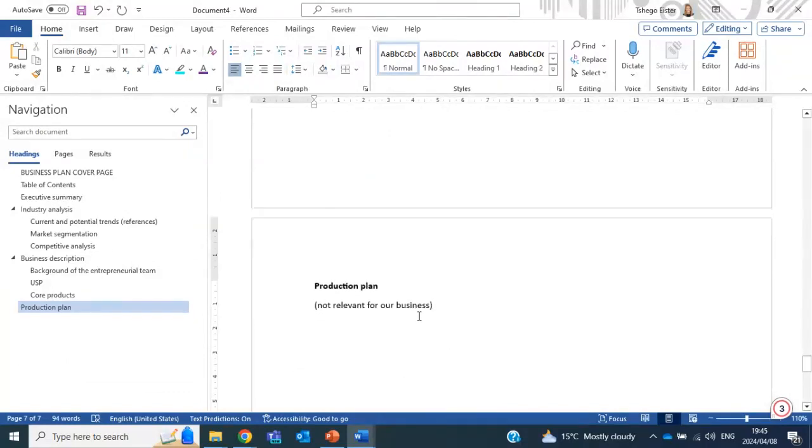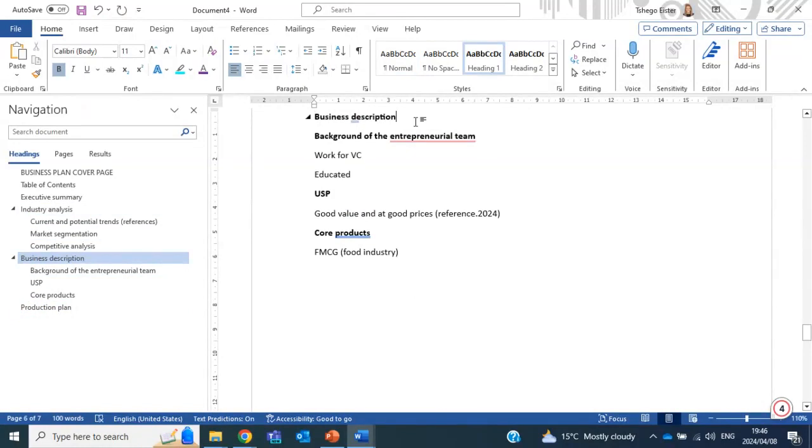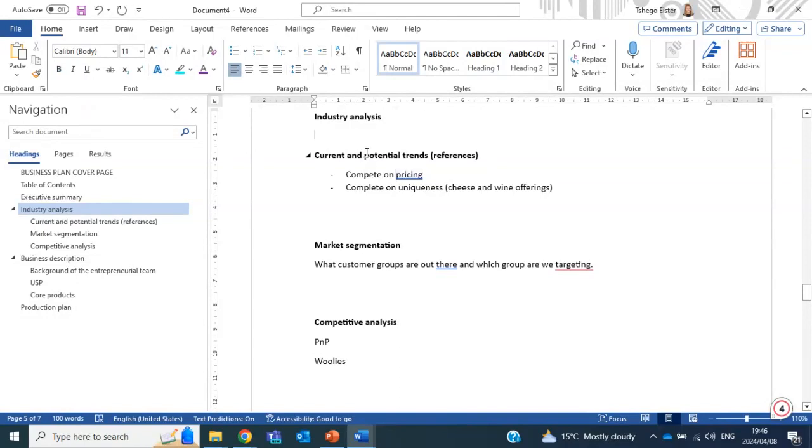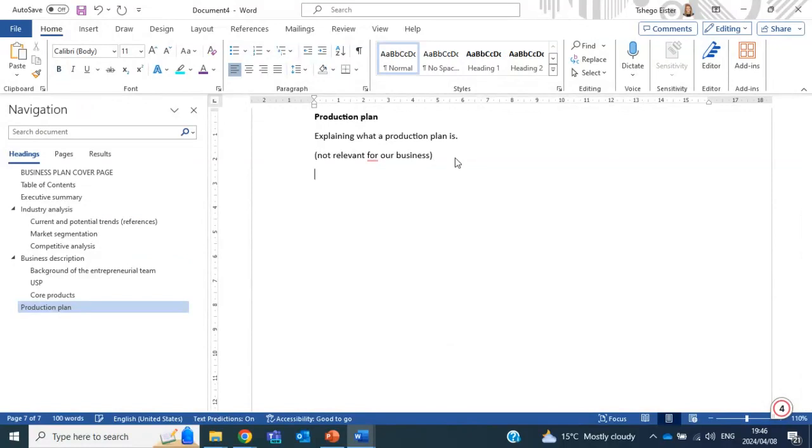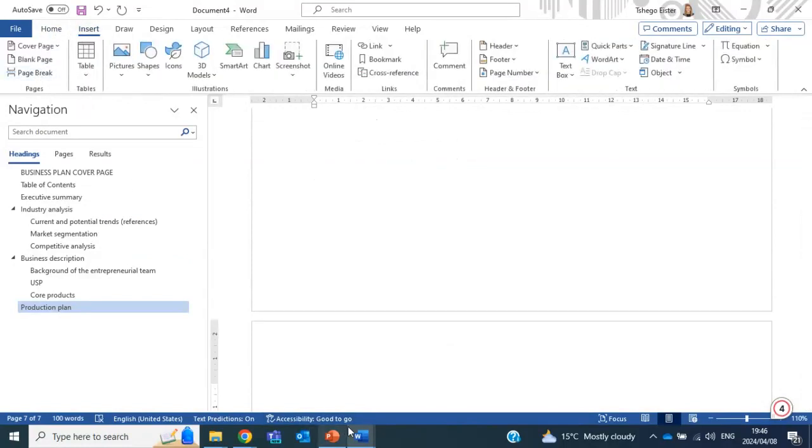So anything that is not relevant for your business, I would say still, explain what it's all about. And because this is an assignment, or because this would be for marks, you would first have to start by explaining what a production plan is. And same goes to all the other descriptions. So the business description, for instance, you would have to explain what it's all about. The industry analysis, you would have to first explain what it's all about, and then give us examples of how those things are relevant for you and your business.